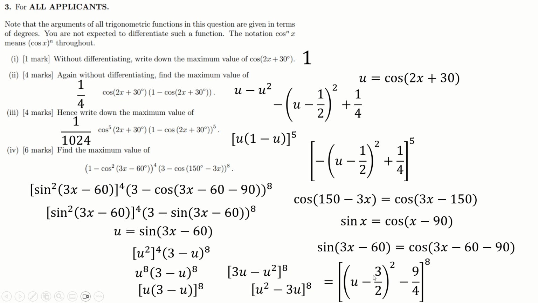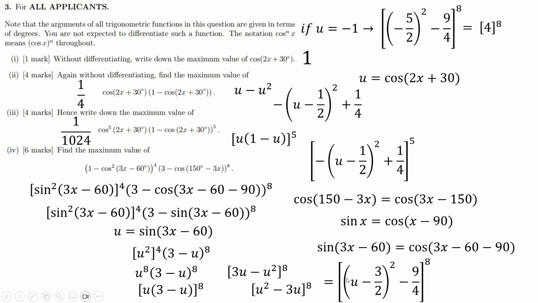But what we can do is just make u as small as possible, i.e. minus 1. Because if we do that, minus 1 minus 3 over 2 is minus 5 over 2. Squared is 25 over 4, minus 9 over 4 is 16 over 4, which is 4, and which makes that 4 to the power 8. And it's possible that that's the maximum value.